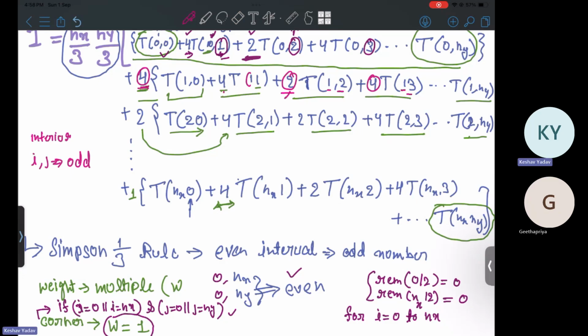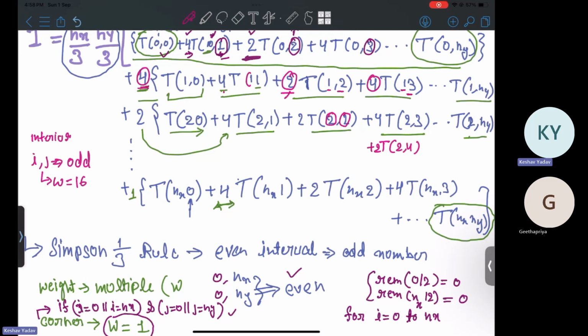No, this is odd. Both are odd. Then W is what? Then W is 16. If both are even, suppose here it is even, here it is even, no? Both are even. And there will be one more term if I write here, T2 multiplied by T2, comma 4.